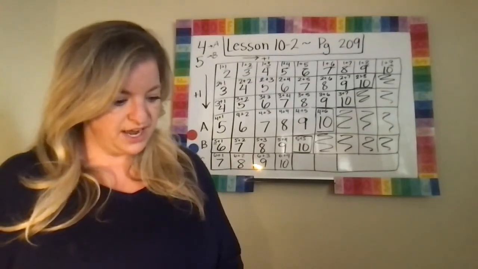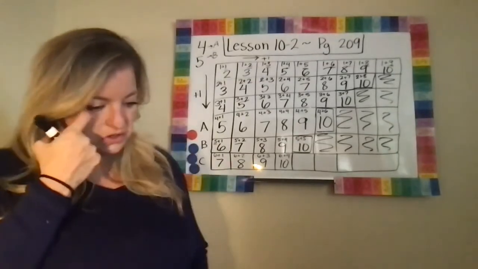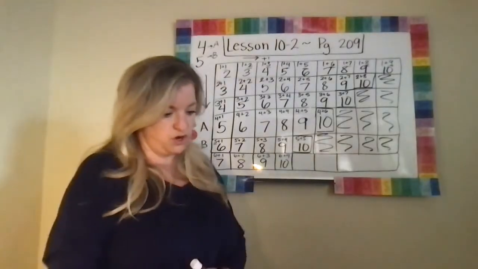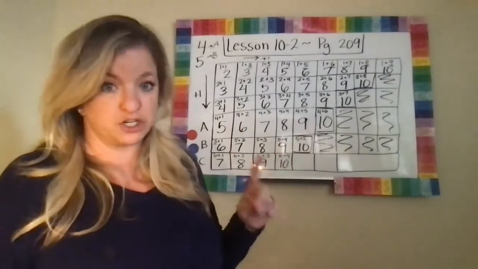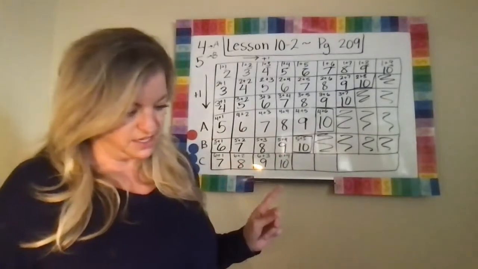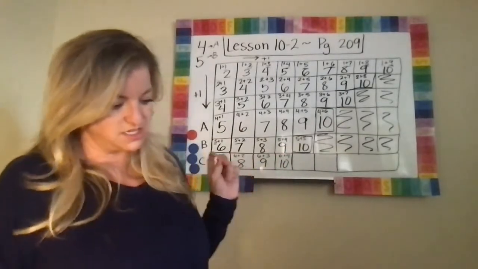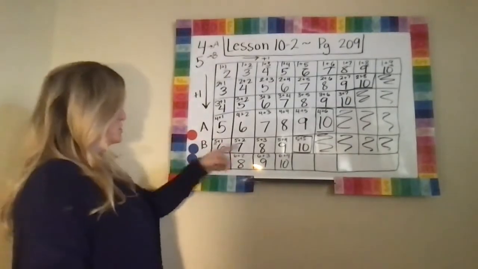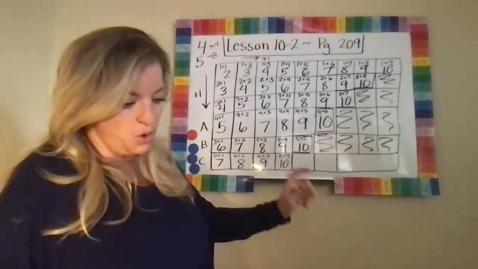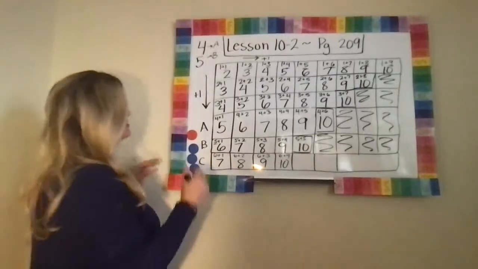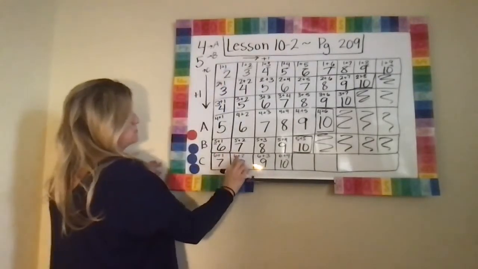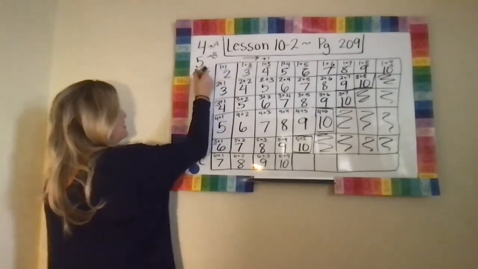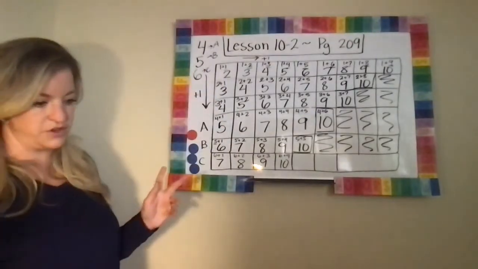All right, so now it says, look at the facts in row C. Now I'm on page 212. I turned the page and I still have the same in row C. Row C is 6 plus 1, 6 plus 2, 6 plus 3, 6 plus 4. What addend is in each fact? Row C is all 6. So there you go.